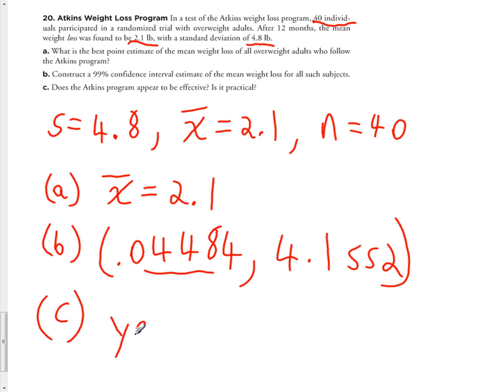So for part C, does the Atkins diet appear to be effective? The answer is yes, and the reason is the confidence interval does not contain 0. And whether it is practical is a matter of opinion.